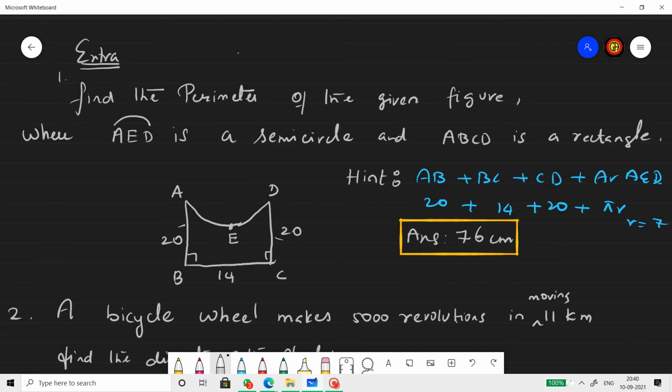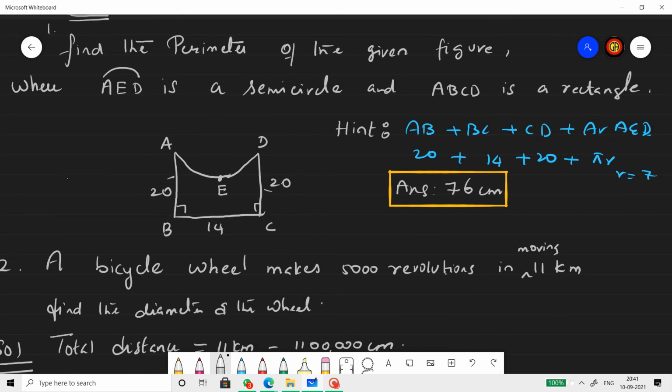So since NCERT is over, we are getting into the extra models from areas related to circle. The ones which I'm going to discuss now are mainly 2-mark questions and 1-mark questions. First one, find the perimeter of the given figure where AED is a semicircle and ABCD is a rectangle. The figure is this. Find the perimeter.